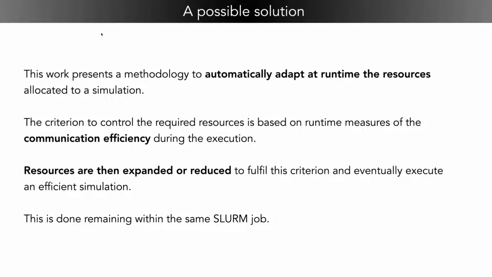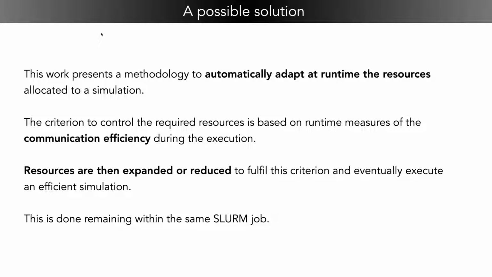This work is a proof of concept, because this is something you cannot implement on any supercomputer. But we wanted to demonstrate that it's possible to control the parallel efficiency at runtime of codes that are running on a supercomputer. So we present a methodology to automatically adapt at runtime the resources allocated to a simulation. We base this on the measure of communication efficiency, and then we ask the batch system to reduce or expand the resources to execute the code.